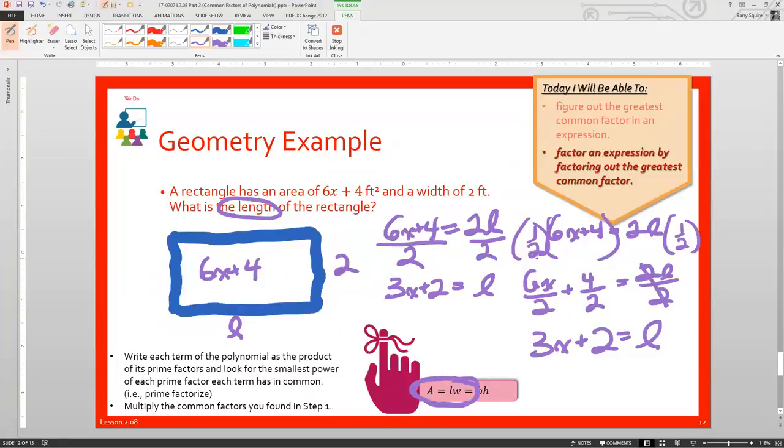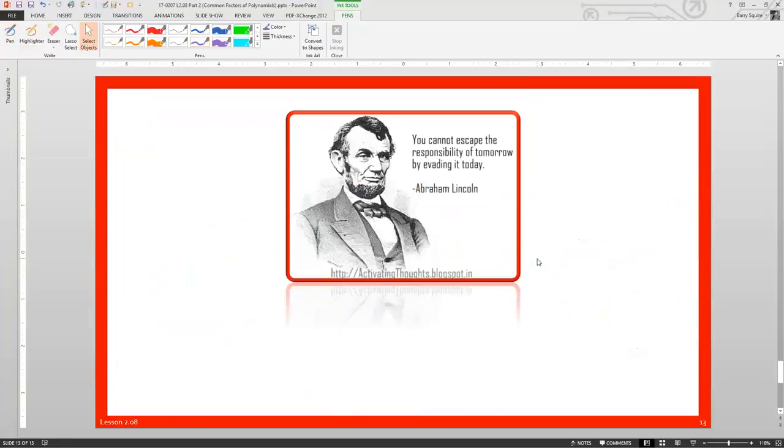So if we have an area and a width, we can find the length, even if there are variables involved. The variable just means it's a number that we don't know, so we don't know really how to treat it. All we know in this case is that we're going to multiply it by 6, some number multiplied by 6, increased by 4. Okay, cool. So that was basically it.